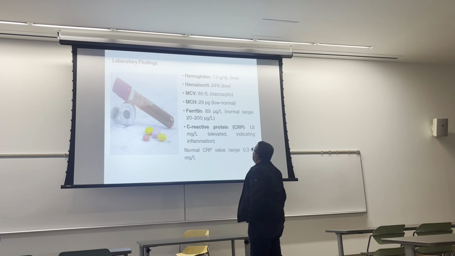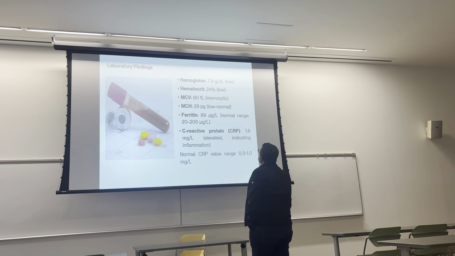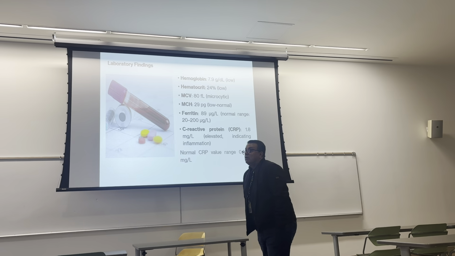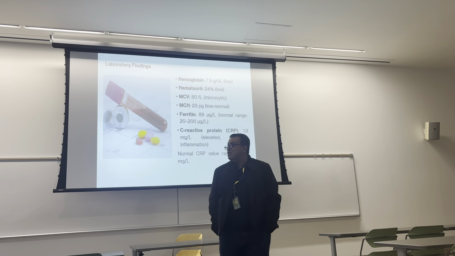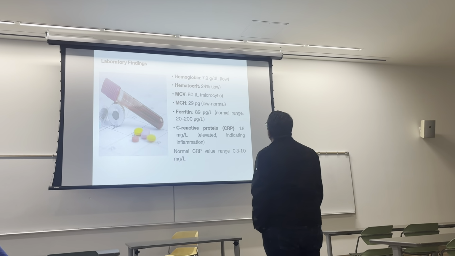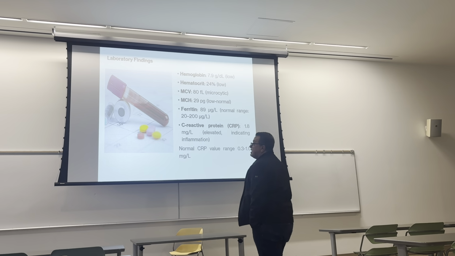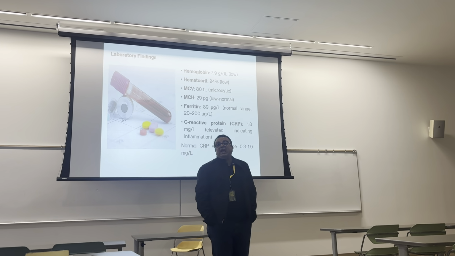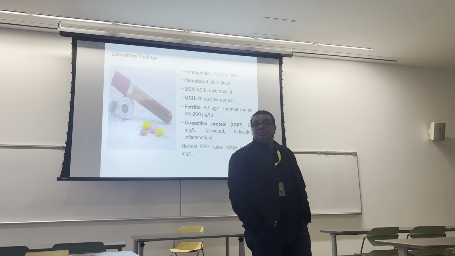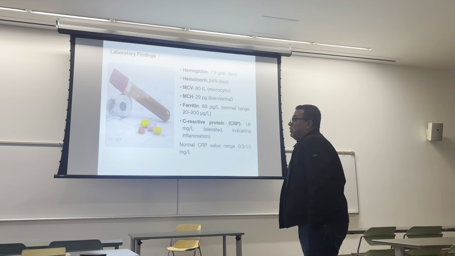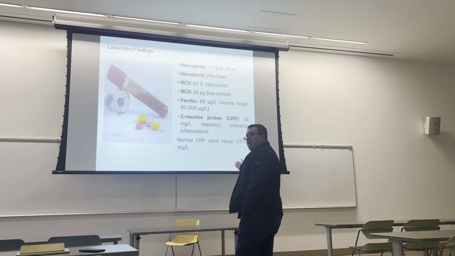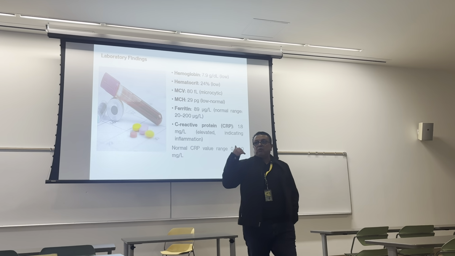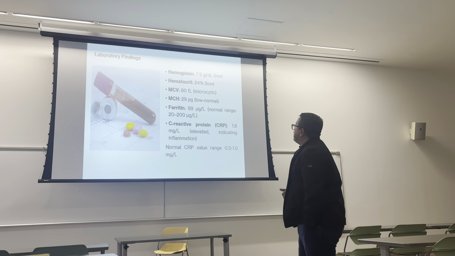So let us look at the laboratory findings. The hemoglobin is 7.9. What class of anemia is it? It is severe anemia. Less than 8 is severe anemia. From 8 till 9.9 is moderate.